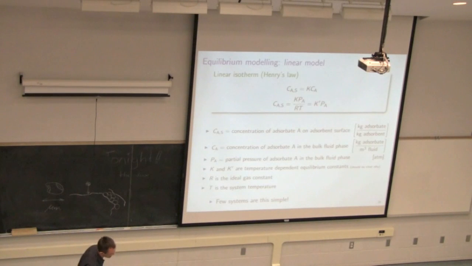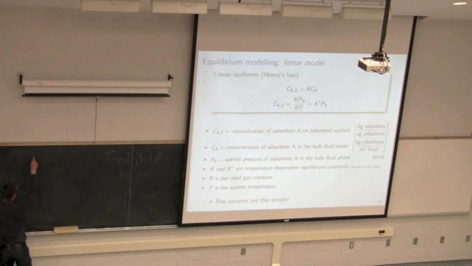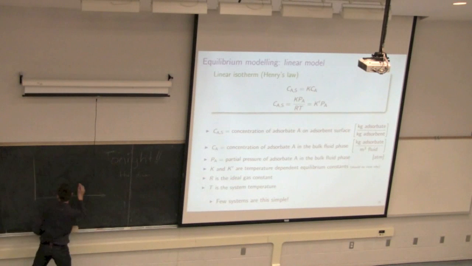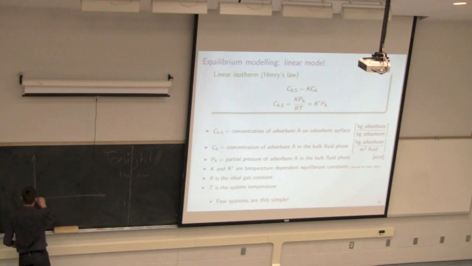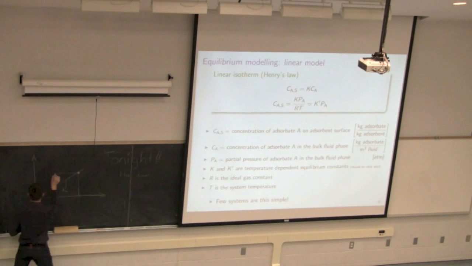So let's look at this derivation then. The simplest case is a linear isotherm, basically an application of Henry's law, that says the concentration on the surface is a linear relationship to the concentration in the bulk phase. So what that says is, by definition, that equation will go from zero with some slope K, and let's take an arbitrary point over here on that line. It says CA over here.